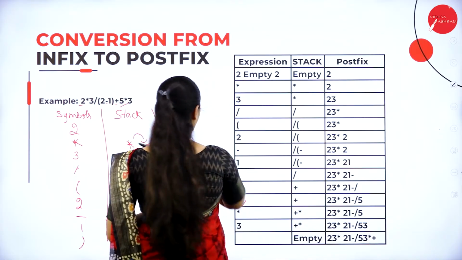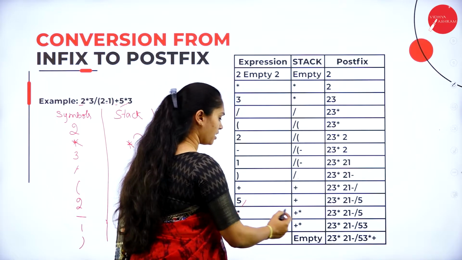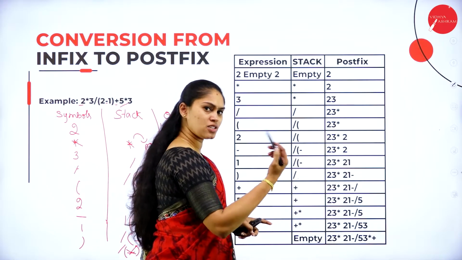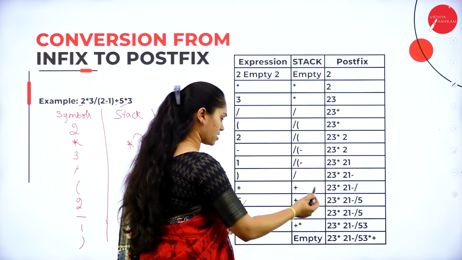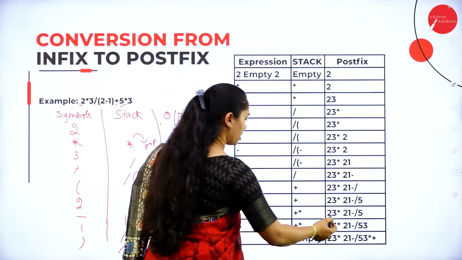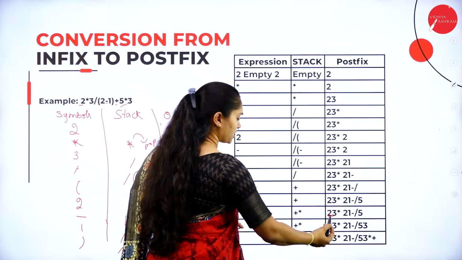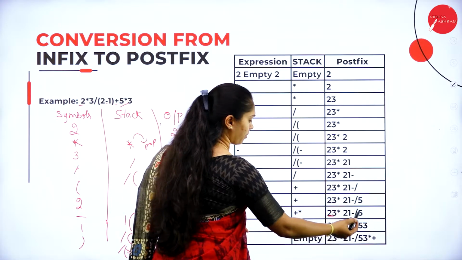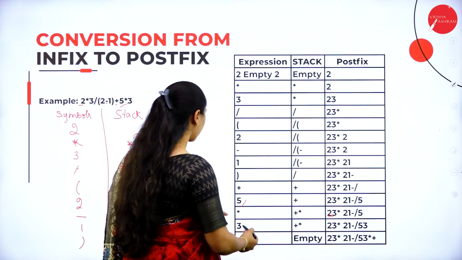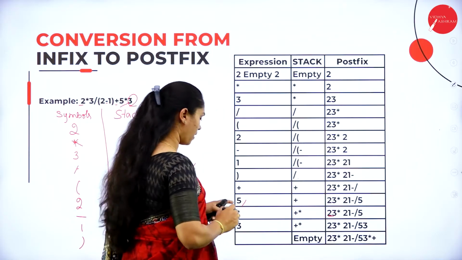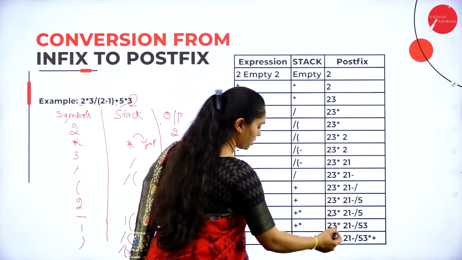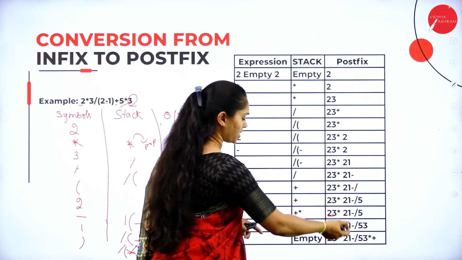Then I have a star. Plus has the lowest priority, so I can place the highest priority, that is the multiplication symbol. So the stack will be plus and asterisk symbol, and the postfix expression will be 2, 3 into 2, 1 minus divided by 5. Then we have a 3, that is an operand, so that is going to be stored in the postfix expression.